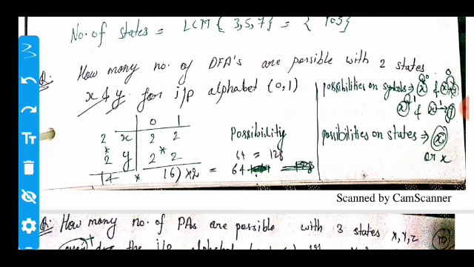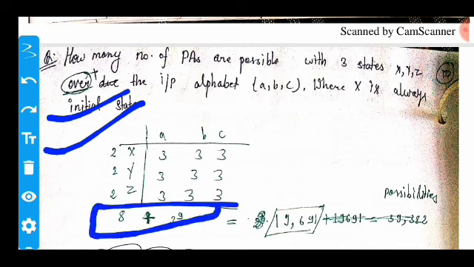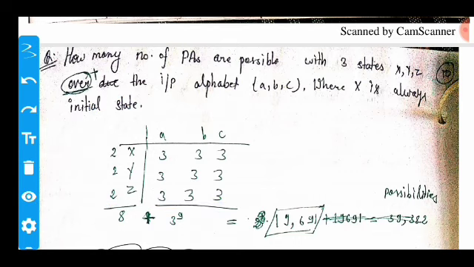Now we move on to the next question. In this question, over ABC input, A plus 3 to the power of 9 is equivalent to 19,691. Now we move on to the next question.